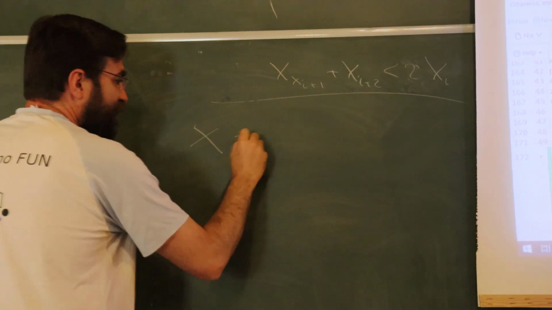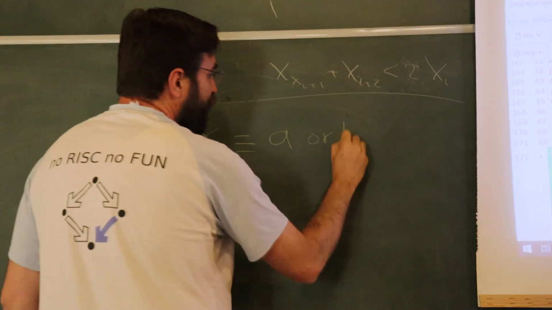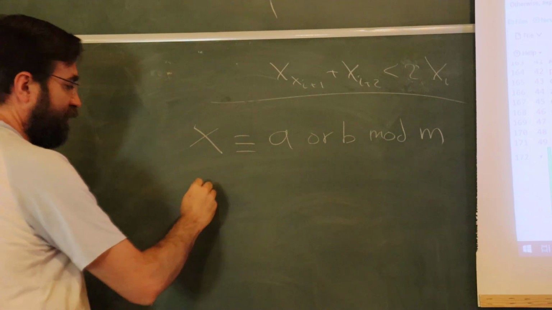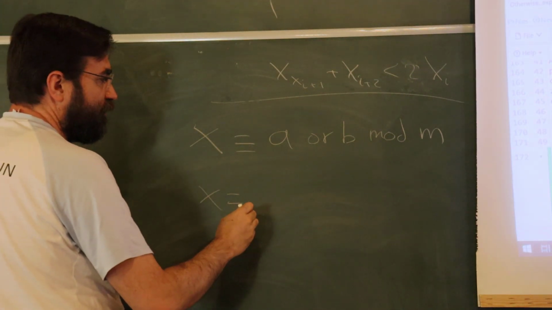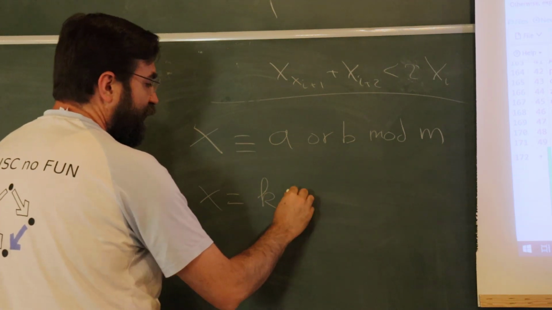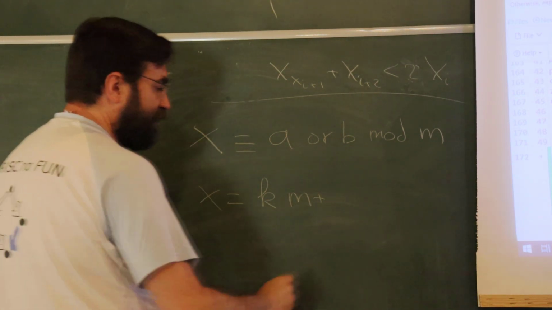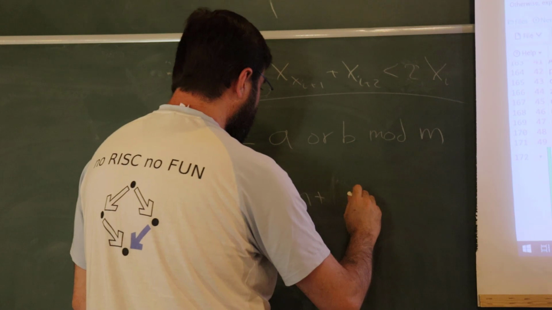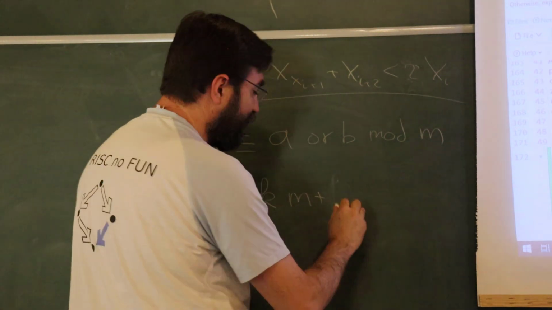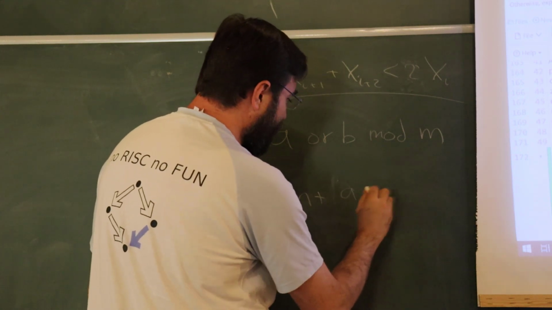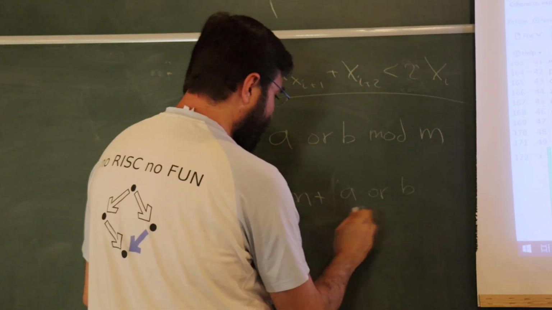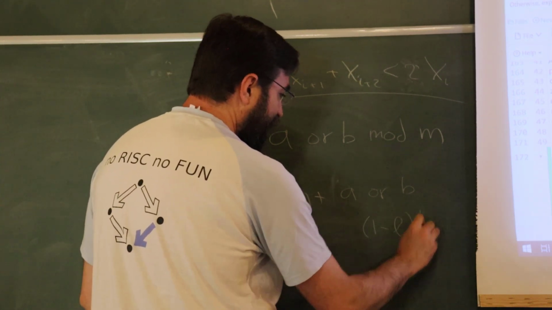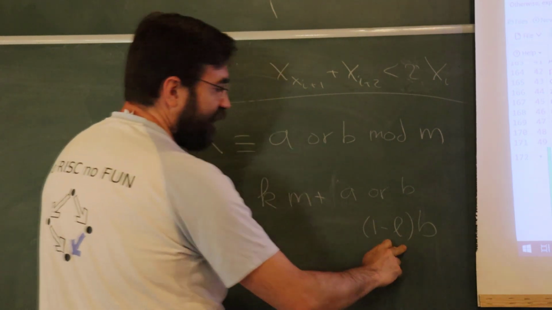Now, if my part is A or B mod M, what we can do is that X is Km plus A or B. So let's introduce 1 minus L, and multiply B with that, right? So L is either 0 or 1.